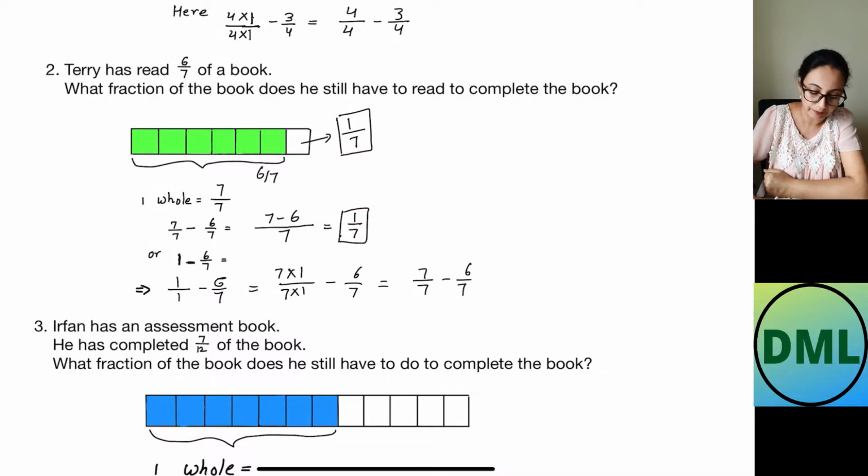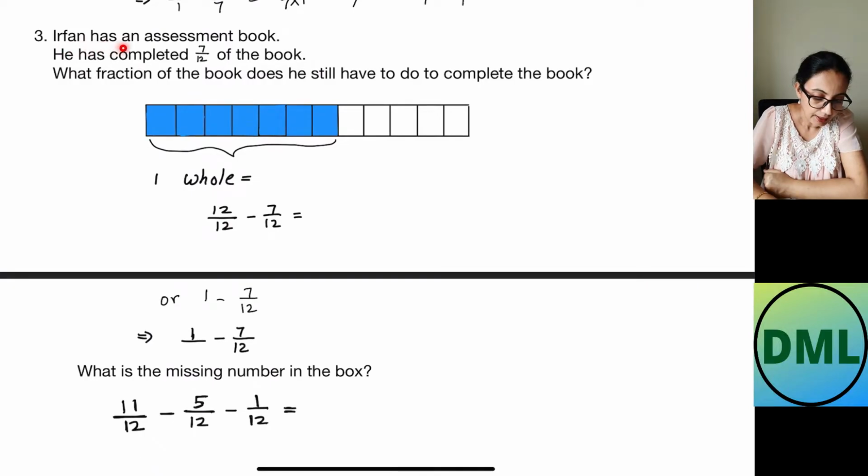Let's see one more example. Ifran has an assessment book. He has completed 7/12 of the book. What fraction of the book does he still have to do to complete the book? Now tell me how many equal parts does the book have? 12, right? So there are 12 equal parts. So 1, 2, 3, 4, 5, 6, 7, 8, 9, 10, 11, 12. I have drawn 12 equal parts for you.